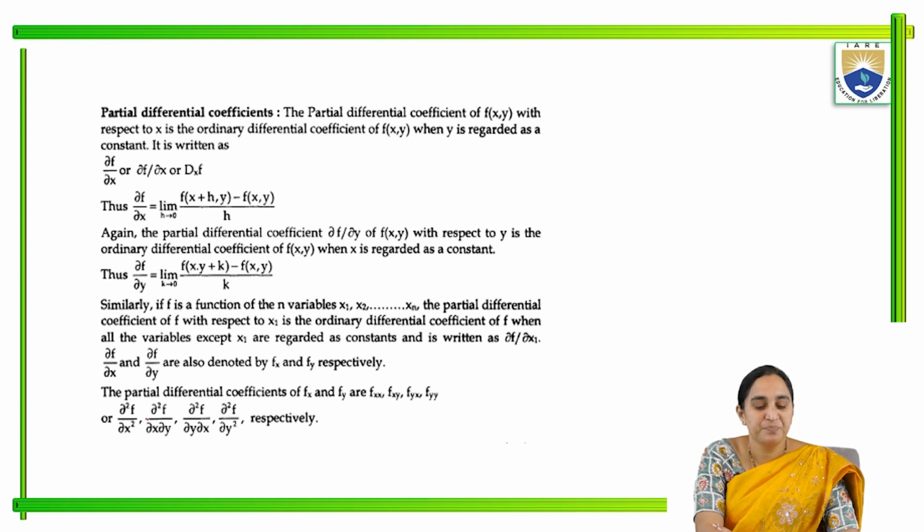as f_y. Therefore, the partial differential coefficients of f_x and f_y are f_xx, f_xy, f_yx and f_yy, which are ∂²f/∂x², ∂²f/∂x∂y, ∂²f/∂y∂x, and ∂²f/∂y² respectively.